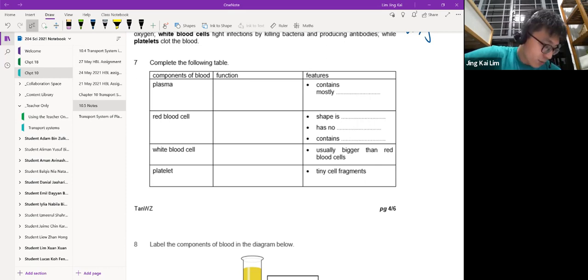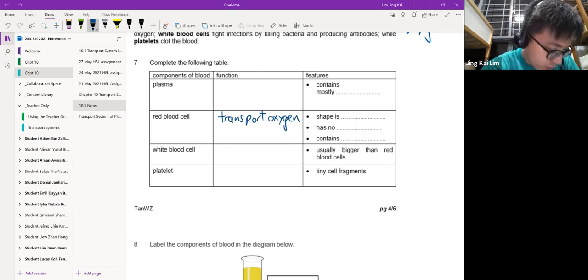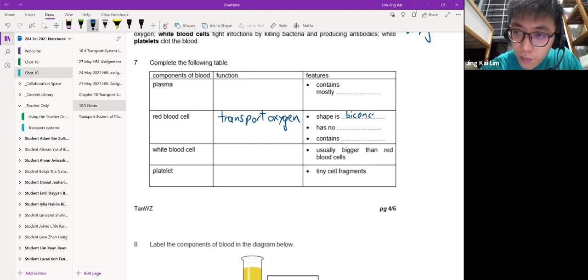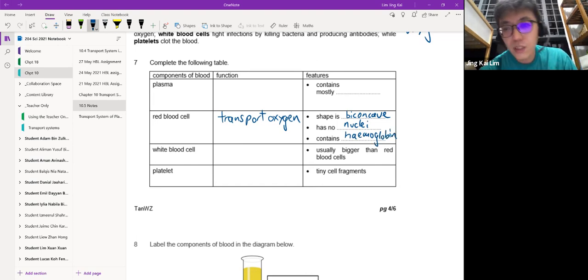Usually I like to start with red blood cells. The job of the red blood cell is to transport oxygen. They do no other things; they only transport oxygen. The shape, if you look at the lesson carefully, is biconcave. It has no nucleus, so it's a unique cell. And it has hemoglobin, which is the red color that you see. That's why you call it a red blood cell.